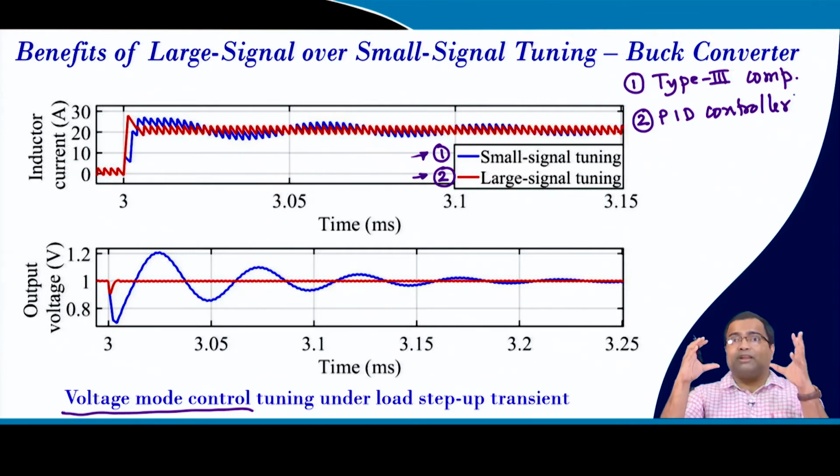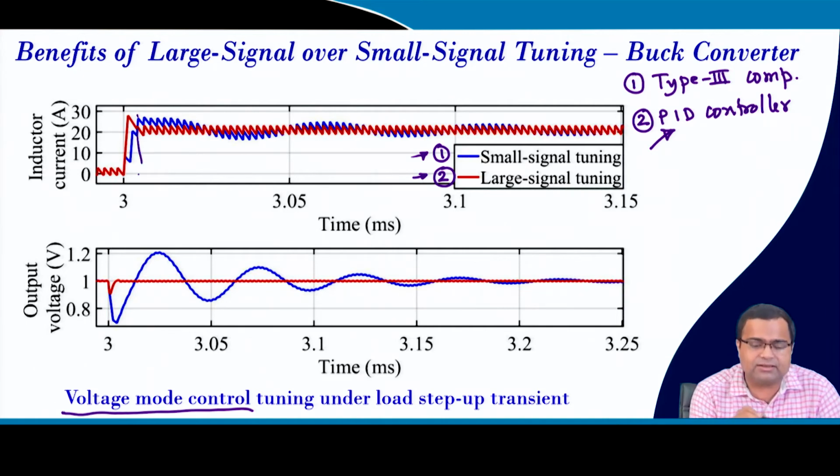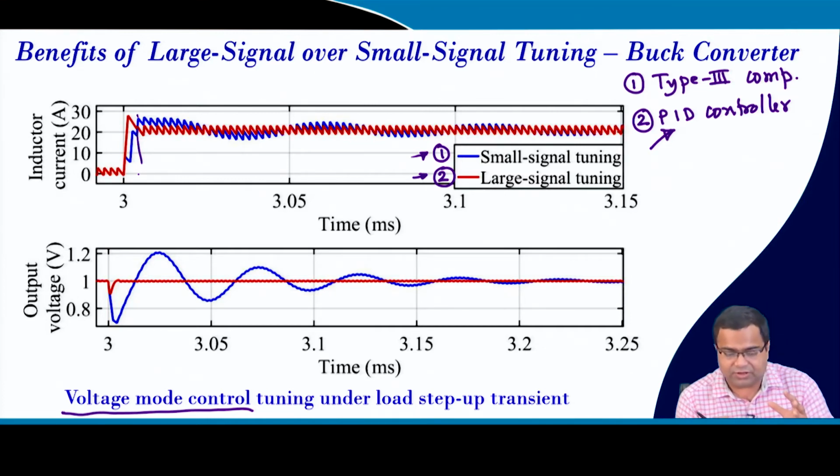In the small signal model, we saw the PID controller was not good enough, so we went for a type 3 compensator. But when you come to the large signal model, the PID controller itself is enough and it results in time optimal recovery. You see, it is reaching in just 2 switching cycles, a very fast transient response. Whereas the voltage mode control takes a lot of time, because in the load transient response the output impedance has a problem here, right.